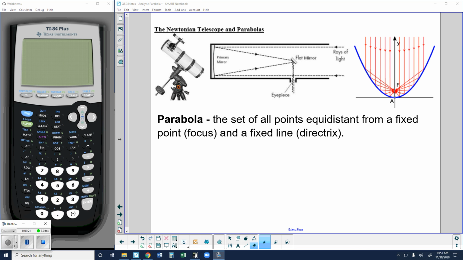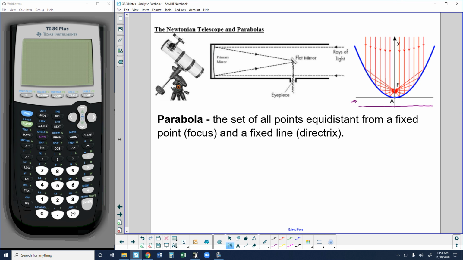So let's view this example over here on the right. This blue line is a parabola. The fixed point would be this point F here that we call the focus. The fixed line for this is not shown in the picture, but it would be some horizontal line. If we labeled it down here, we could call this line D. This line would be the directrix.